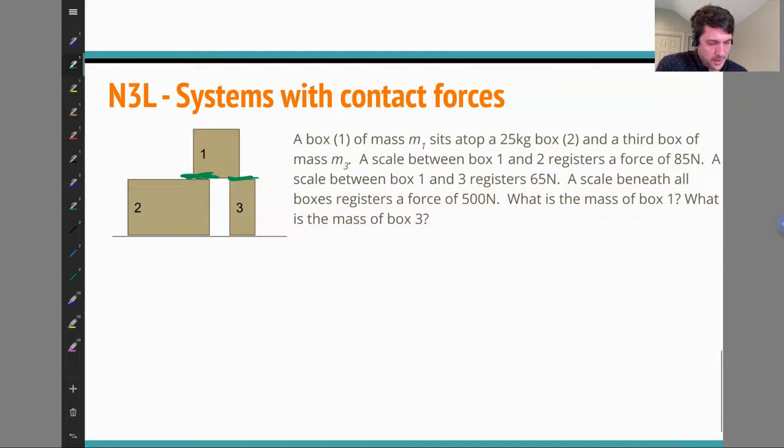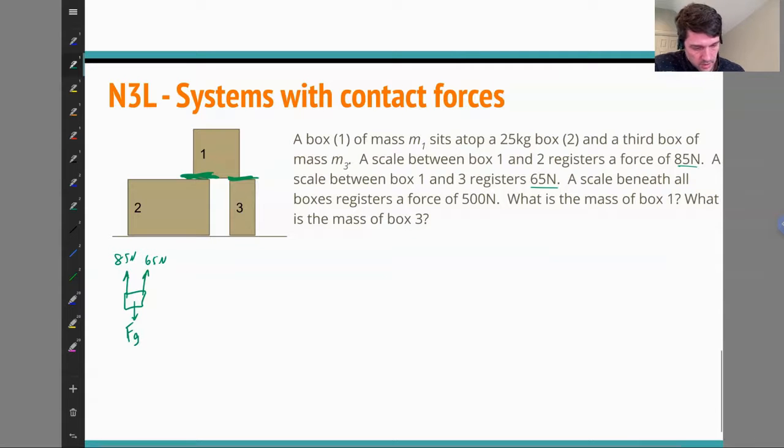Well, it seems like I maybe know a lot about box 1 and box 2. Let's start with box 1. I am going to draw a free body diagram of box 1. There are 2 scales beneath box 1, so that implies that there are 2 independent upward forces acting on it. And I'm told that those are 85 newtons and 65 newtons. So I've got 85 newtons and 65 newtons. And the box itself is going to have its own weight.